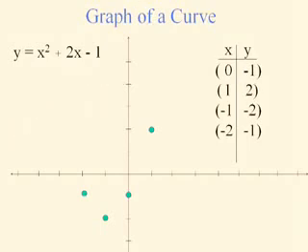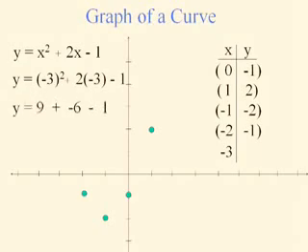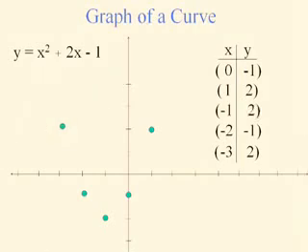Let me put in one more number. Put in negative 3. See if it comes back up. Negative 3 squared is positive 9. And 2 times negative 3 is negative 6. And all that equals a positive 2. So let's go back 3 and up 2. And son of a gun, I still have a curve. It's just in a different place.